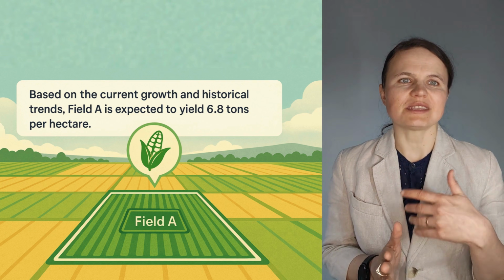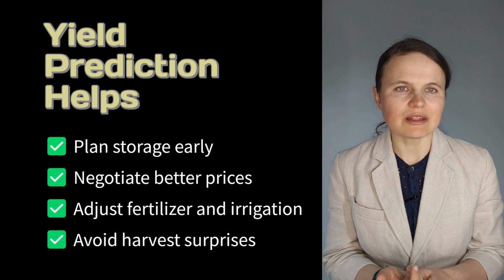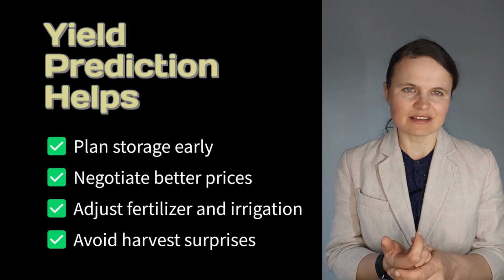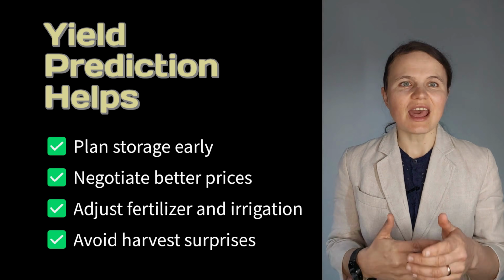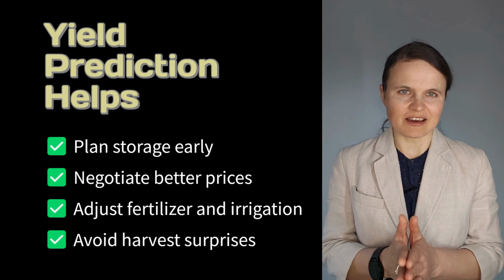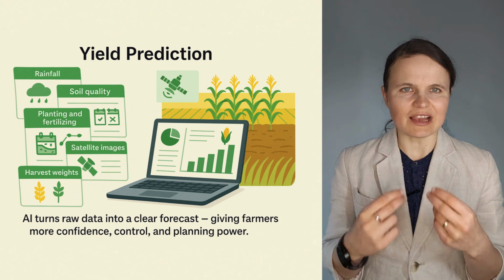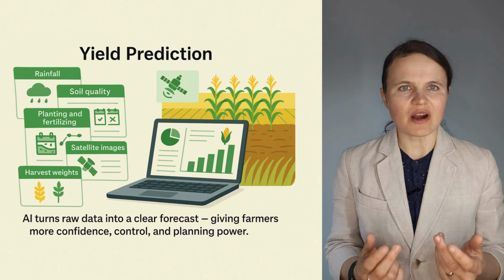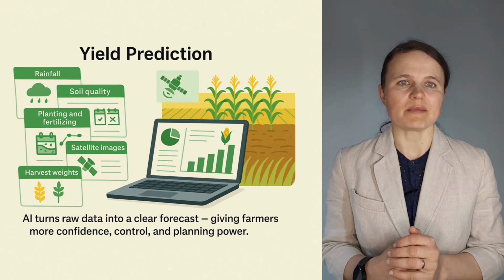That prediction helps the farmer plan storage space in advance, negotiate better prices with buyers, adjust fertilizer or water use in time to improve results, and avoid surprises at harvest. Yield prediction turns raw data into a clear forecast, giving farmers more confidence, control, and planning power.